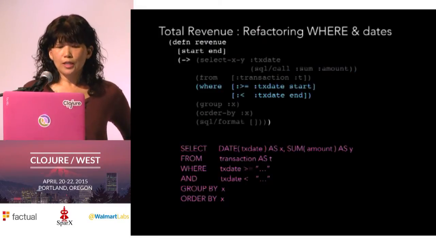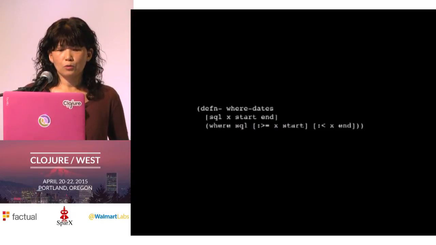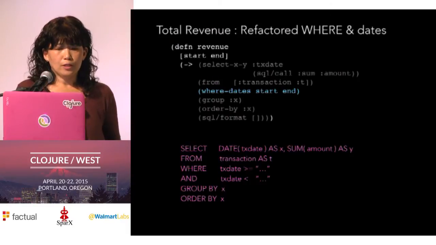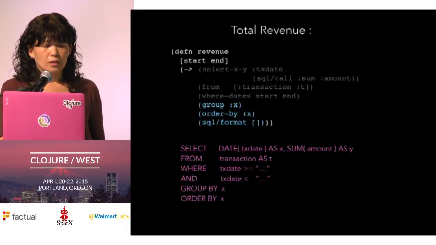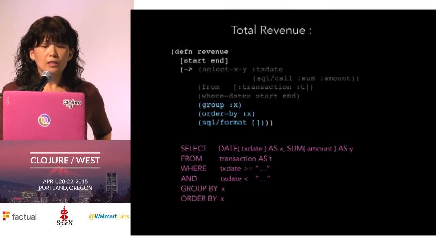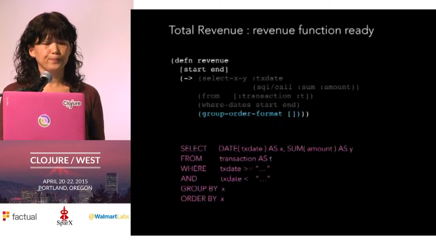Next, we'd like to refactor the start and end date logic. We create a function called whereDates. This is to ensure that the dates are aggregated in the same manner for any line in any graph. So now the where condition is replaced with the whereDates function. And since for our purpose, it's always grouped by X, ordered by X, and then formatted to a string version of the query, we refactor them into a group order format function, like this.